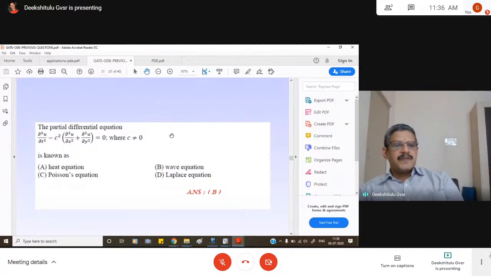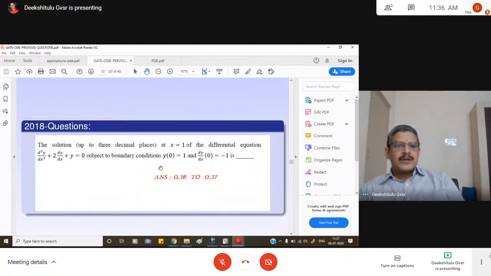The partial differential equation is, what is the equation here? Let us say if dou square u by dou y square is not there, what is the equation? Then this is dou square u by dou t square is equal to c square dou square u by dou x square. This equation is the one-dimensional wave equation. If we add a similar term along the y direction, then it becomes a two-dimensional wave equation.